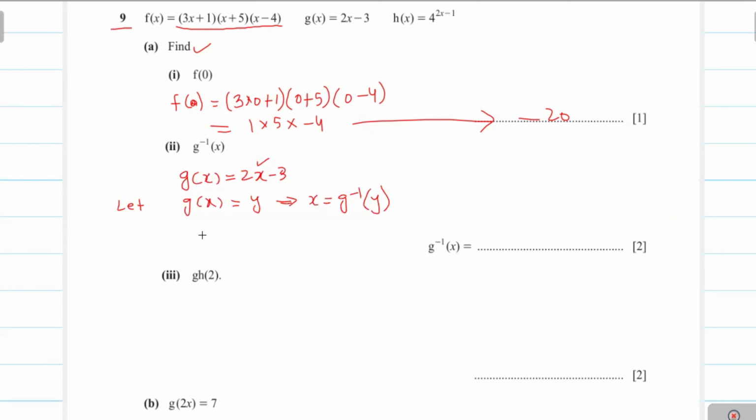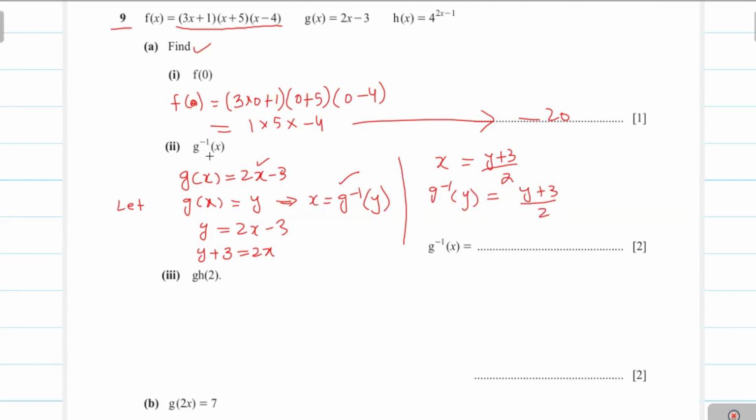You see here we can write this equation y equal to 2x minus 3, and this can be written as y plus 3 equal to 2x, and therefore x will be equal to y plus 3 divided by 2. You see here x equal to g inverse of y equal to y plus 3 over 2. We have to calculate g inverse of x. Therefore, we replace y by x, and we can write g inverse of x will be equal to x plus 3 over 2. This is the answer.